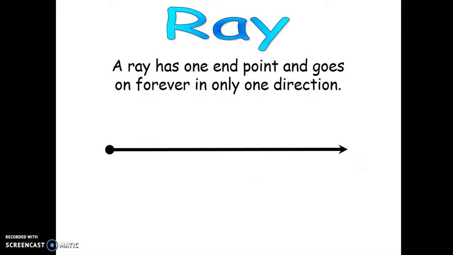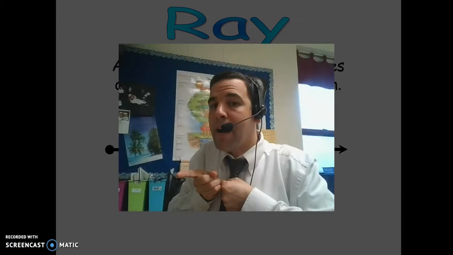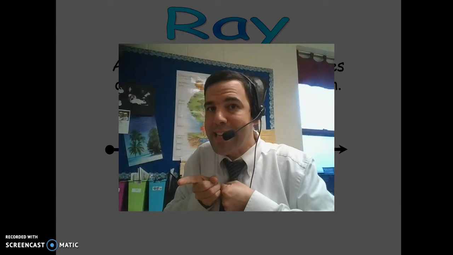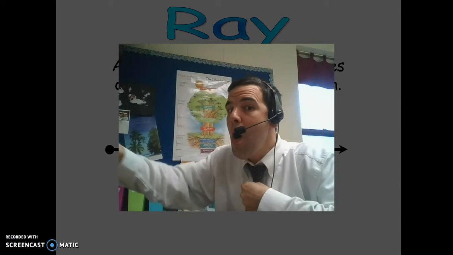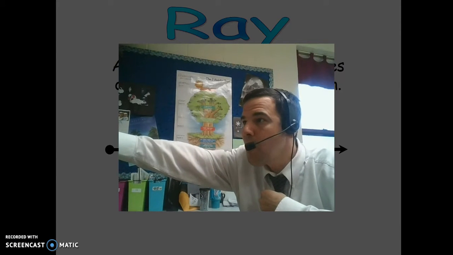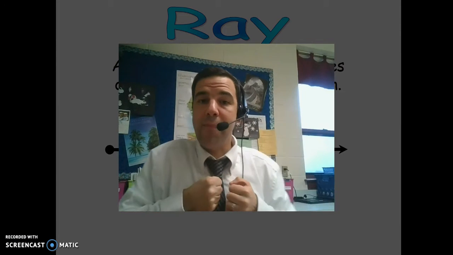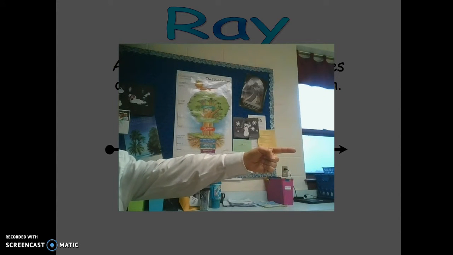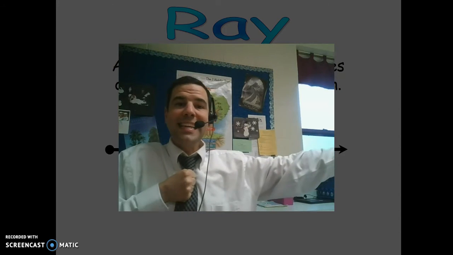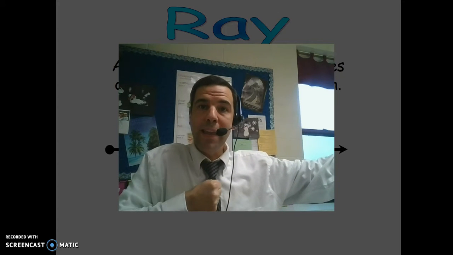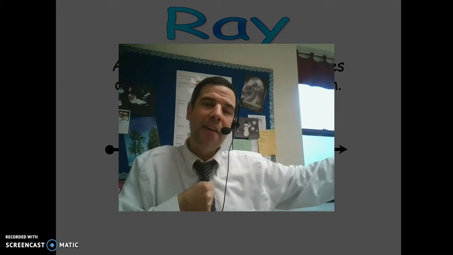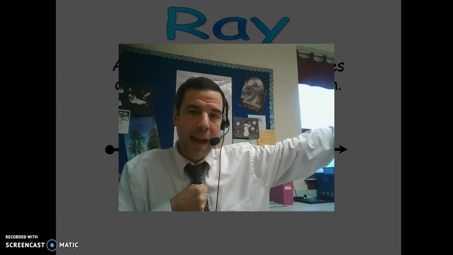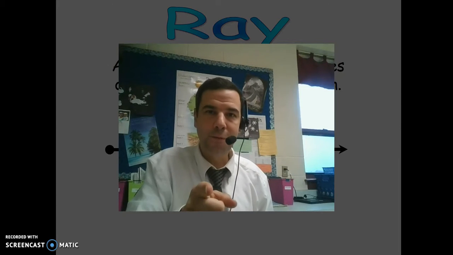Let me show you the hand and body motion a little bit bigger again. My ray has an endpoint, as you can see here, but it goes on in one direction the whole way. It doesn't just have to go that way. I could have my point this way, and my ray goes all the way in one direction this way. But you'll notice it has a definite endpoint. It's right there, and that's where the start is, and then it goes all the way in one direction. That's my hand and body motion for ray.